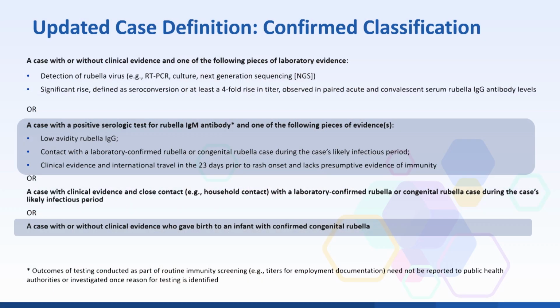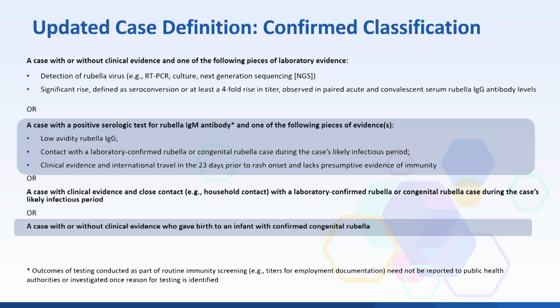Importantly, for IgM positive results in the probable and confirmed classifications, acquired rubella must be suspected. Tests conducted as a part of routine screening, such as titers for pregnancy screening or employment documentation, should not be included in these classifications. Updates to the definition of confirmed rubella classification now stipulate that all IgM positive results must be supported by additional laboratory evidence, such as a low avidity result, or by epidemiological risk factors, including known exposure or international travel during the incubation period.